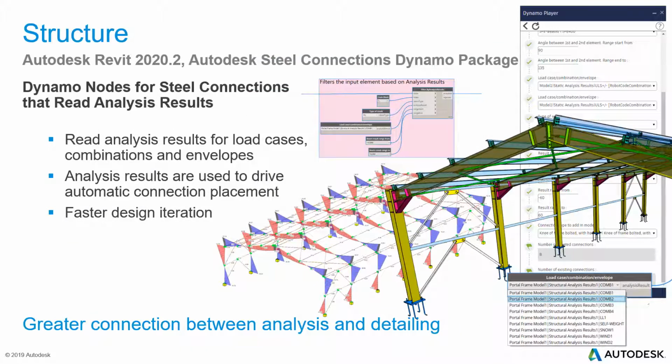Under Structure, you can now look for scripts that can filter and select connection types based on structural analysis results within Dynamo. The new version of the Autodesk Steel Connections Dynamo package introduces the ability to read structural analysis results either from the native Revit analytical model or the data stored in the results manager, which can be imported from other applications such as Robot Structural Analysis Professional. This new capability lets you filter steel connections by structural analysis results.